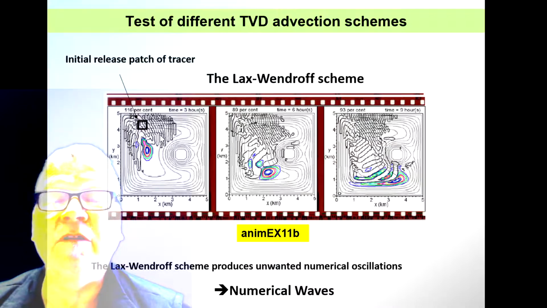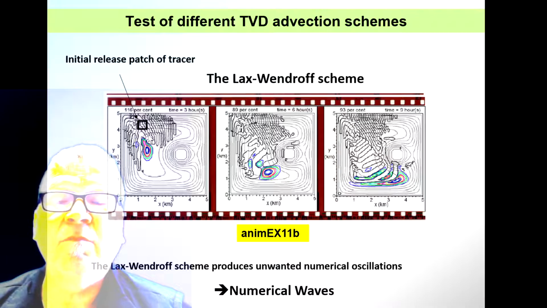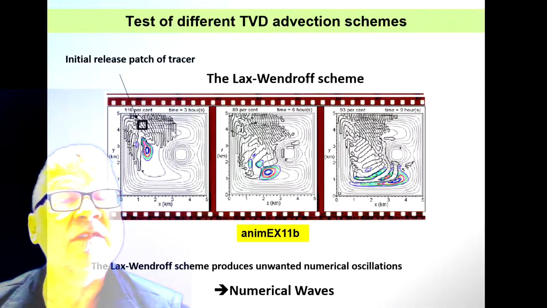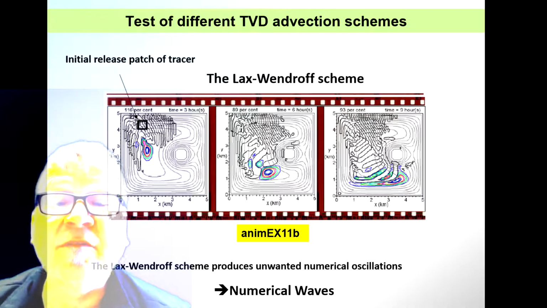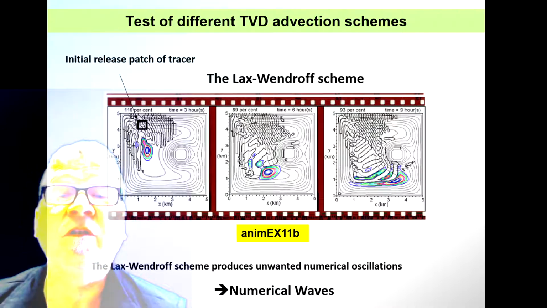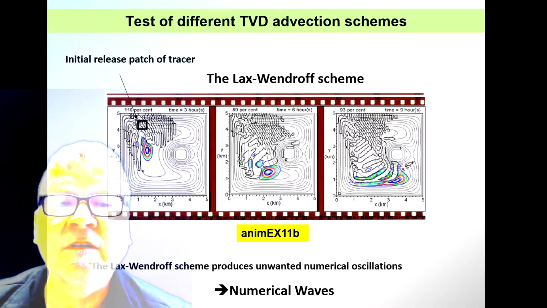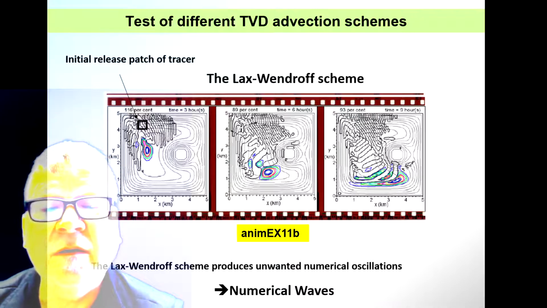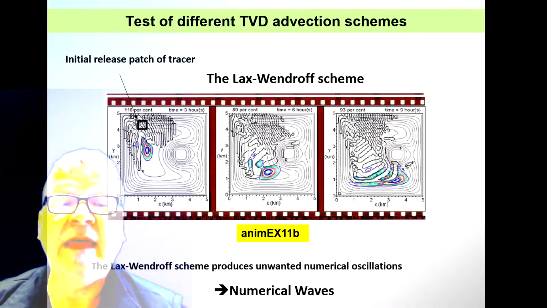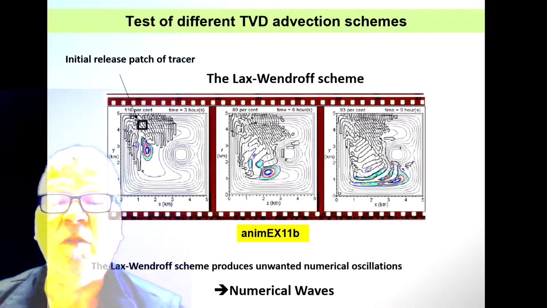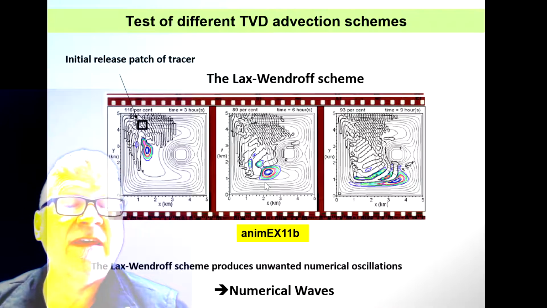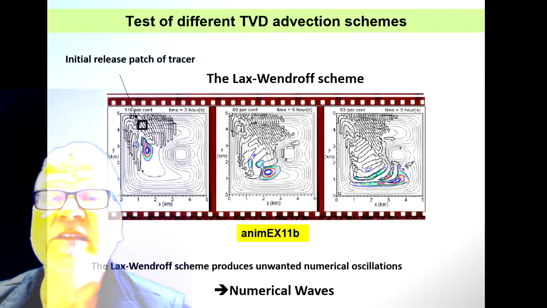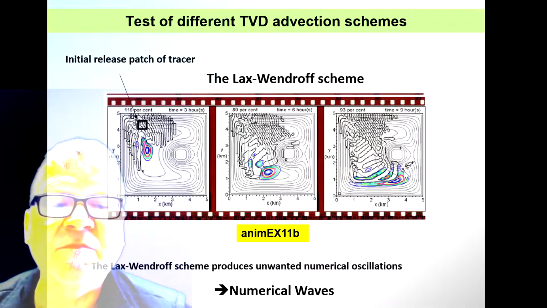It's a so-called numerical wave that positive, negative, positive, negative. It's an artificial effect that only comes into effect if you use the Lax-Wendroff scheme, for example. And it becomes even worse because even your main patch, okay, which is shown here in later stages, actually develops a wave type structure.